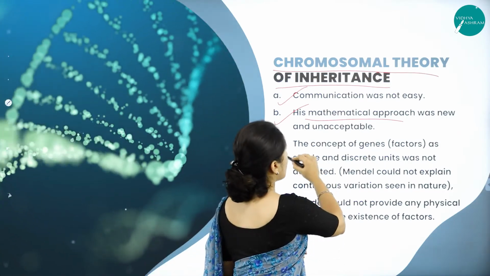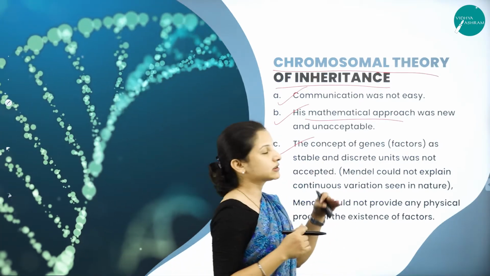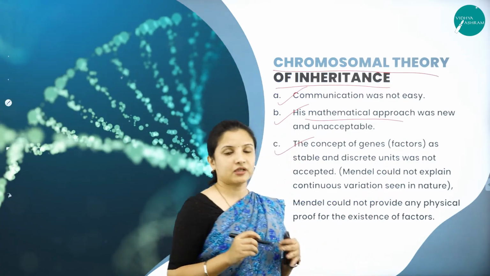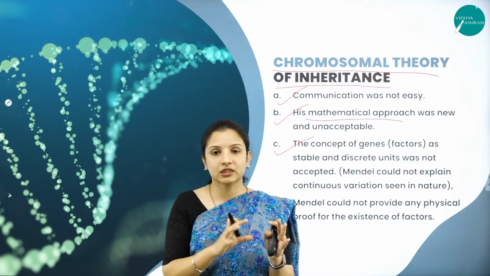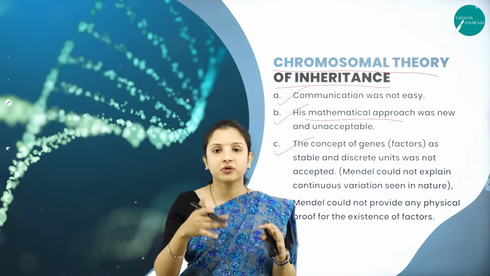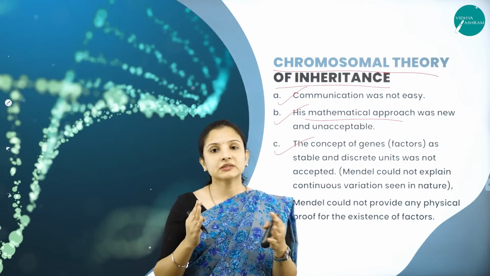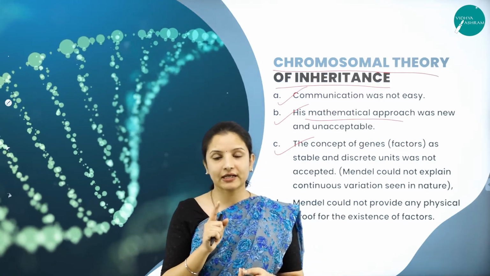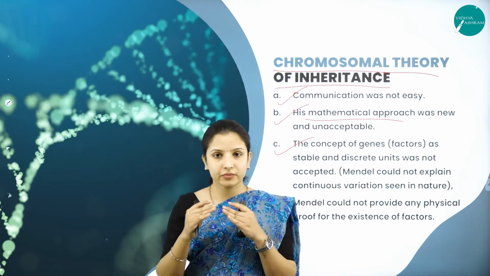And also the concept of genes, which Mendel called factors, was not accepted as stable and discrete. Why? Because in a population of plants, it is not that only certain genes will be carried. Sometimes there will be a mutation or something which will result in the progeny looking different from the parent. The best example is codominance. If you remember the codominance we studied in the previous sessions, what happens in codominance? Both the traits will mix together.